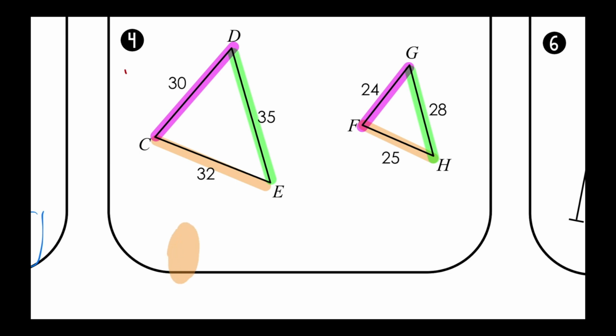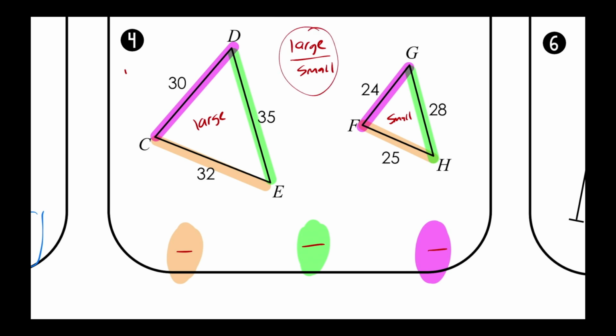I'm going to make my orange ratio, my green ratio, and my pink ratio. I'm just going to make a fraction. Now I get to decide: do I want to put large over small or small over large? I'm going to do large over small. That means all these fractions I make, I'm going to put the large number on top and the small number on the bottom.